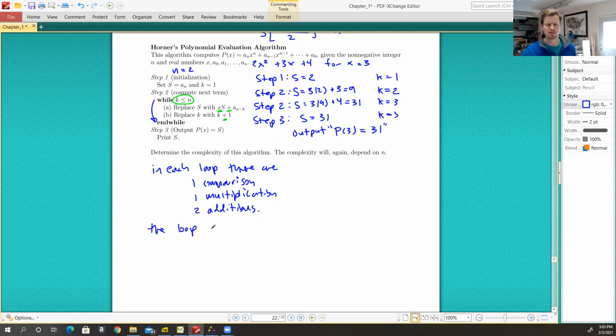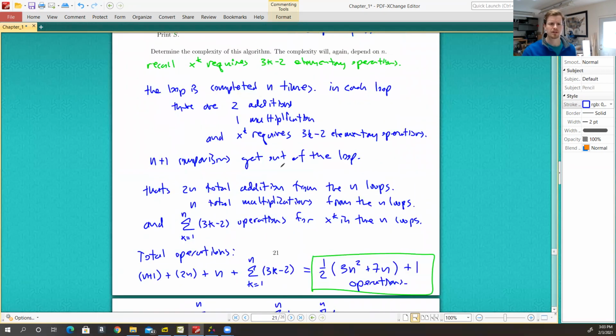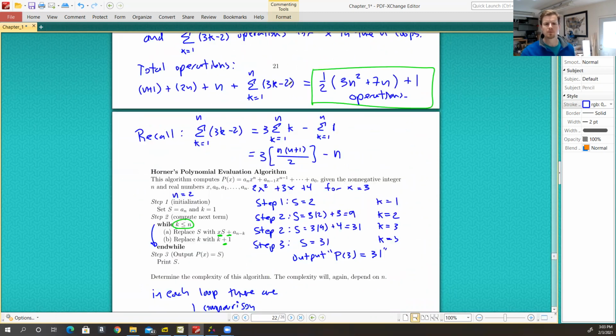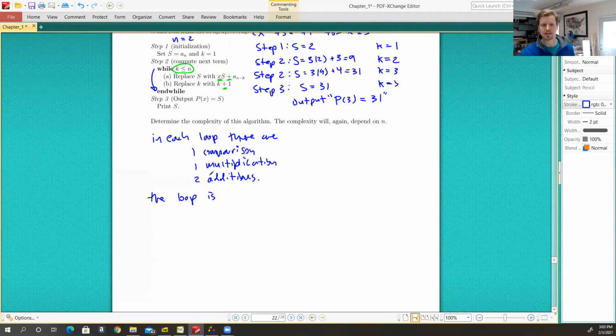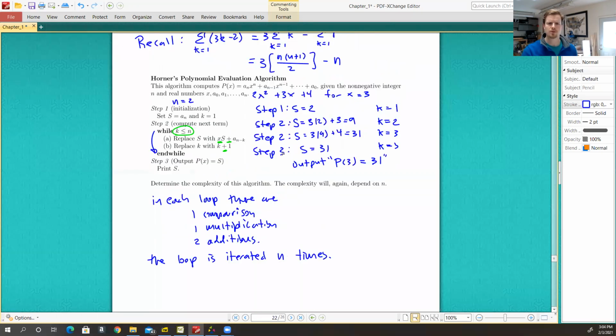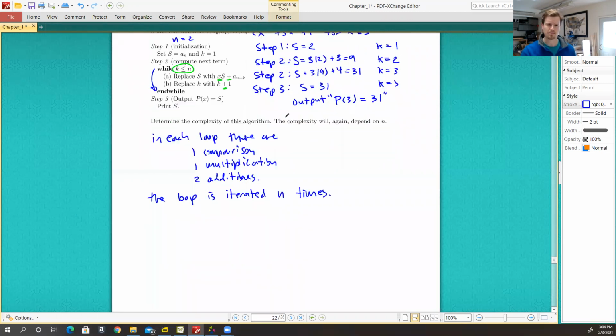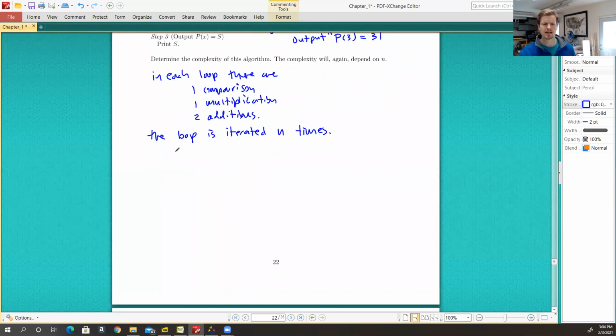The loop, I said completed in our last example, the loop is completed n times. What might be a little more appropriate language is iterated. Each time we complete the loop, it's an iteration. So the loop is iterated n times. So we go through the loop n times, right? This was a polynomial of degree 2, so n is equal to 2, and we had to complete it twice. That makes sense. So the loop is iterated n times.